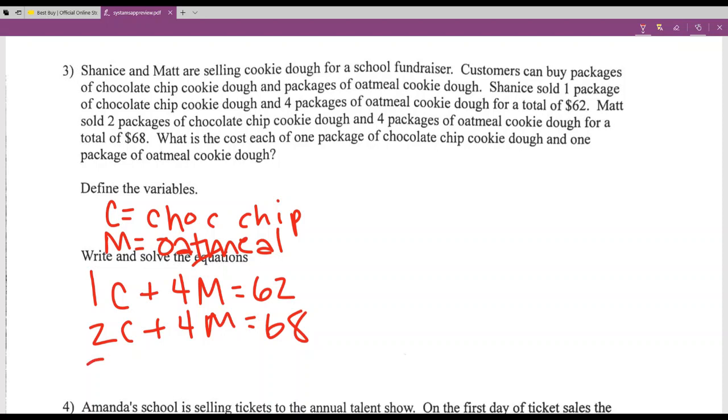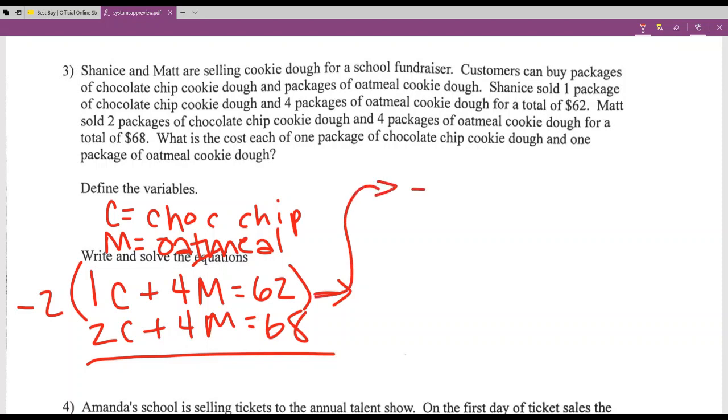Now, to solve these, notice that in this problem, we don't have opposite terms. So now we have to multiply either one or both of these equations by something that will give us an opposite term. This is 2, this is 1. I can multiply this by -2. What I'll get is -2c minus 8m equals -124. And then we just bring the other one over.